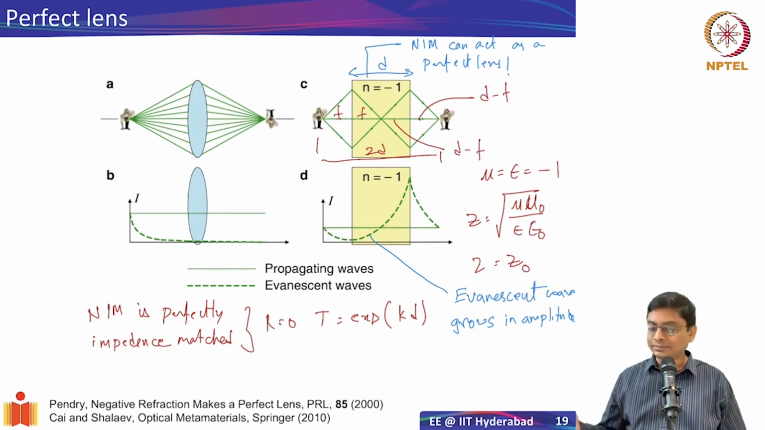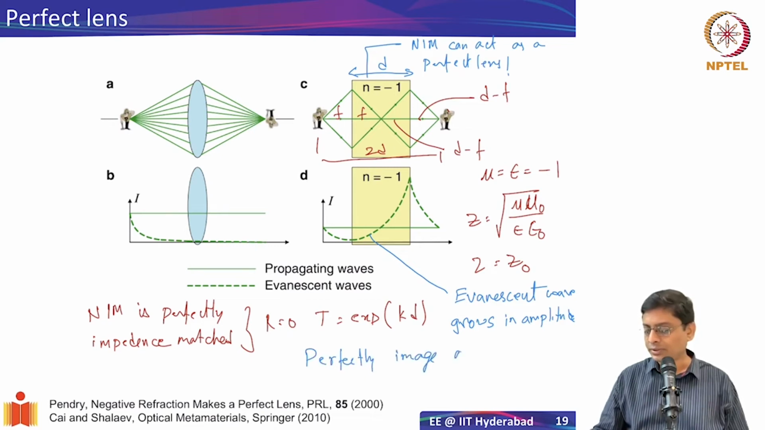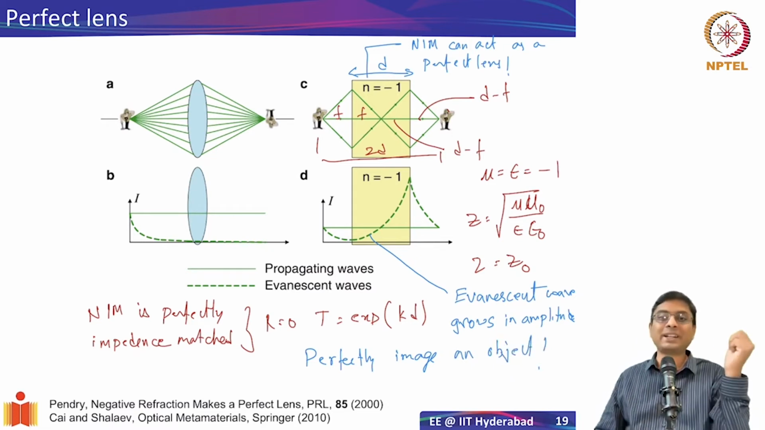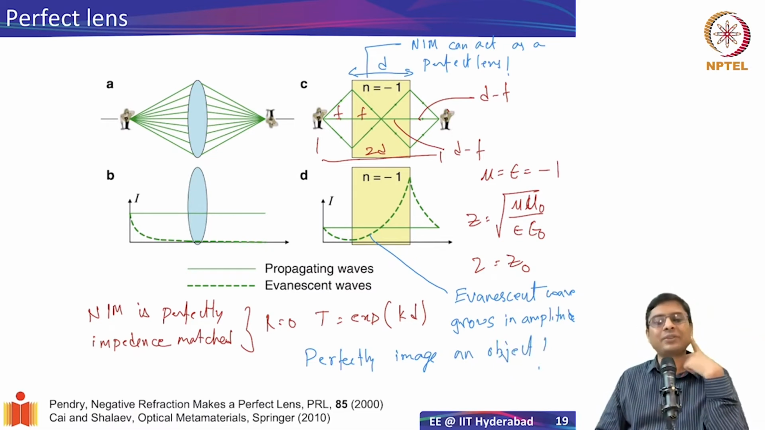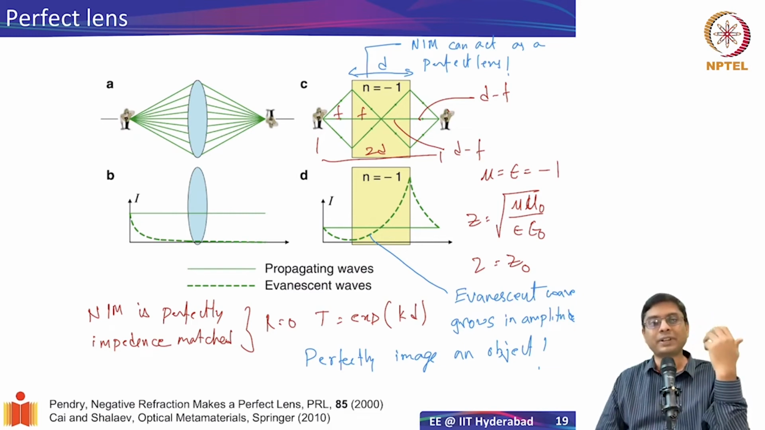So the perfect lens, which is simply a slab of negative index medium, can actually perfectly image an object. Now this was a big claim, and that's why people were very excited, because all the lenses that we have are diffraction limited. We are losing the evanescent wave, and because of that the resolution is limited. Now the claim is, if you make a negative index material, you can have no diffraction limit at all. You should be able to image objects perfectly.